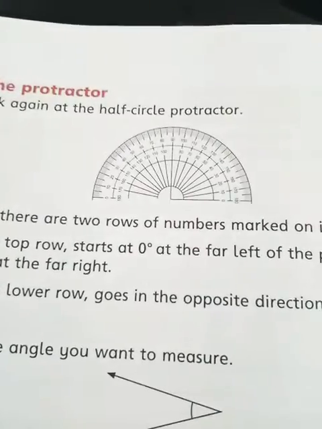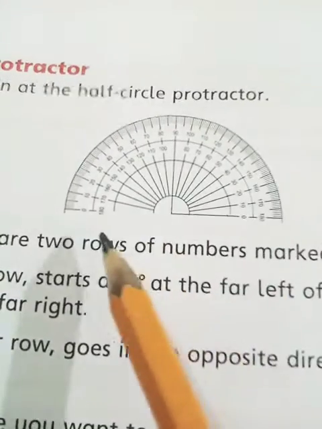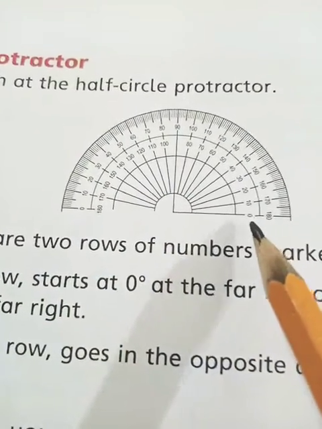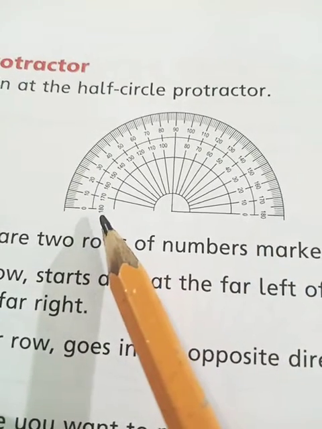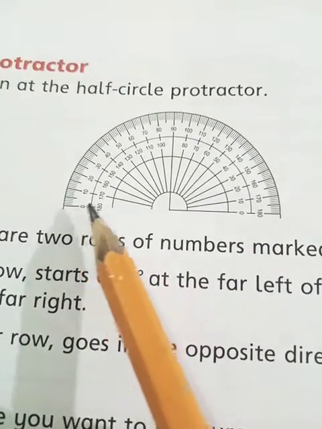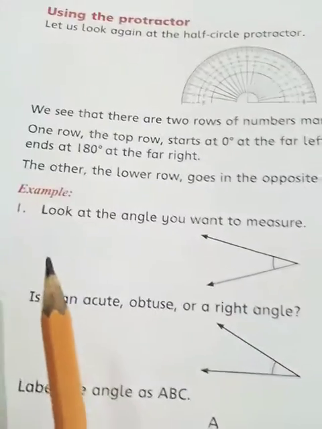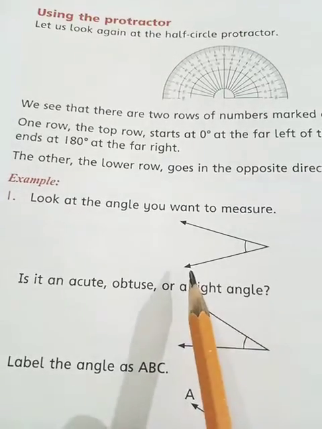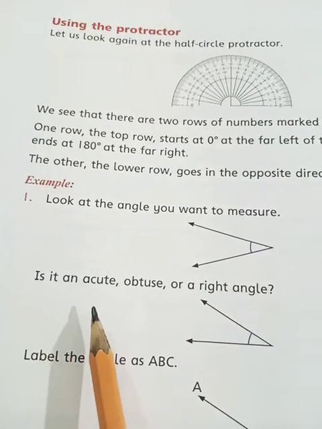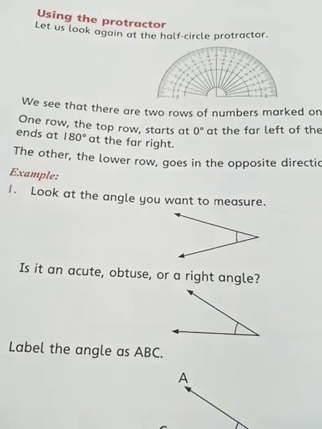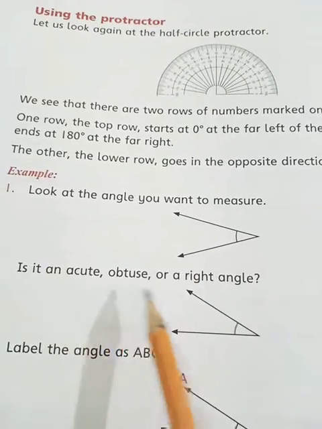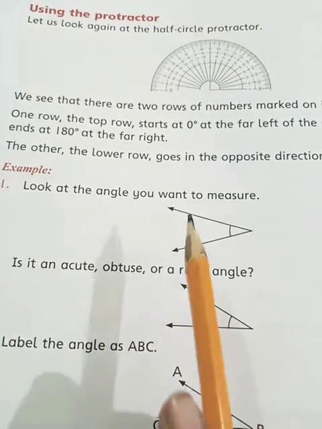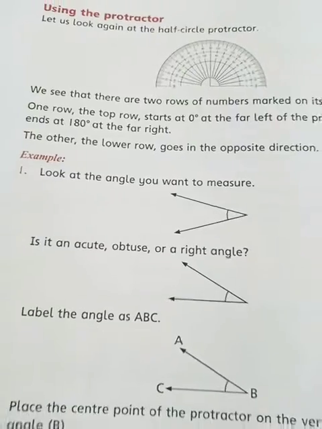The lower row goes in the opposite direction. Opposite direction means that here 0 is at the right side and 180 is at the left side. Okay, so both are in the opposite direction. Now for example, look at the angle you want to measure. For example, this is an angle we want to measure. Is it an acute, obtuse or a right angle? Yes beta, you have studied all types of angle.